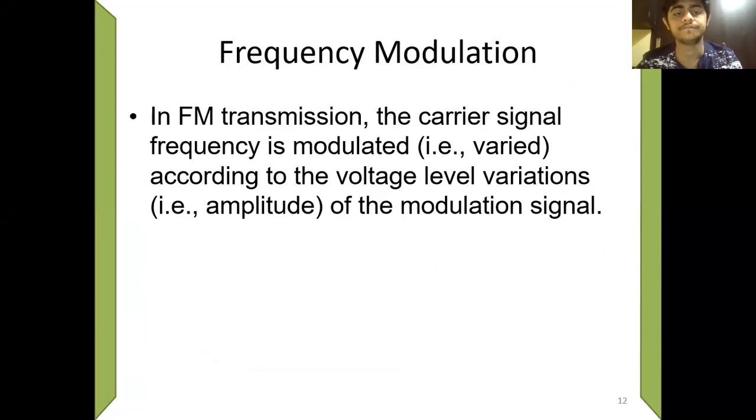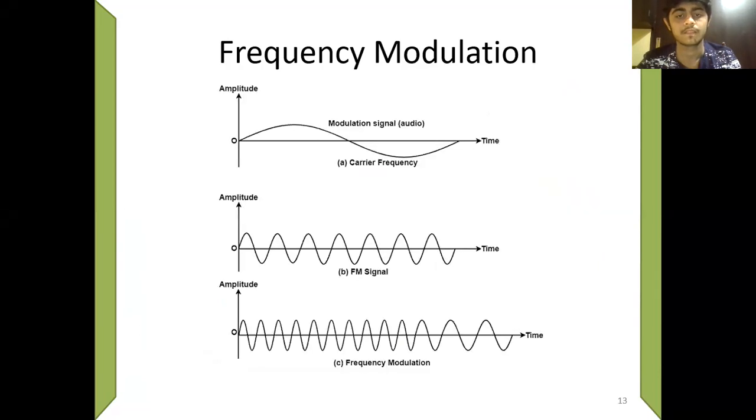Frequency modulation. An analog to analog modulation method in which the carrier signal frequency varies with the amplitude of the modulating signal. As the figure shows, FM is normally implemented by using a voltage controlled oscillator, as with FSK. The frequency of the oscillator changes according to the input voltage, which is the amplitude of the modulating signal.